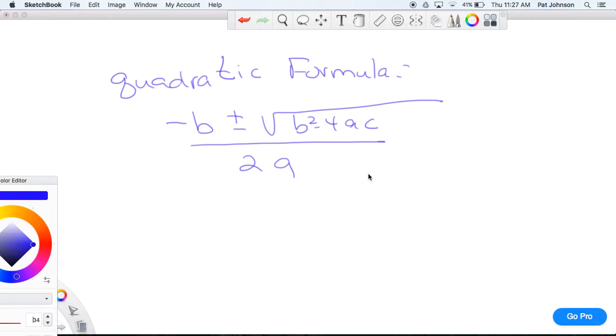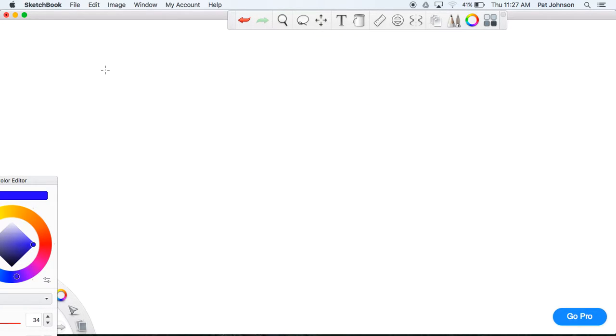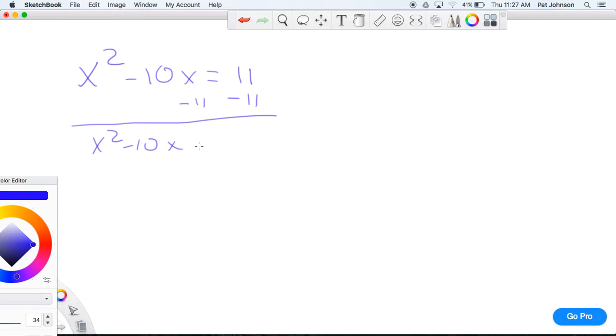So in order to utilize our quadratic formula, the first thing we have to do, we're going to take our first example. We've got to put it in standard form. So we're going to look at example 1 on page 265. And it's simply x squared minus 10x equals 11. So I said the first thing we have to do is put it in standard form. So I'm going to subtract 11 from both sides, and I get x squared minus 10x minus 11 equals 0.